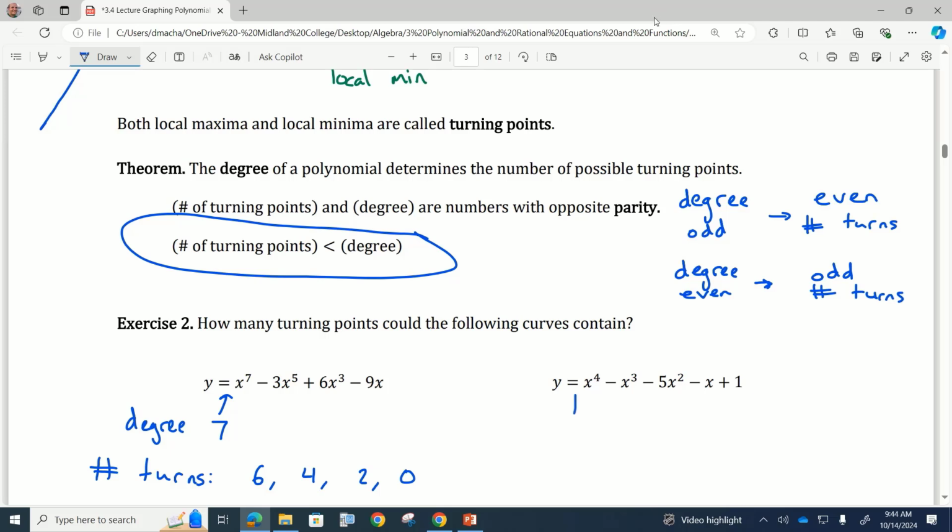What about this one? The degree is 4. And so the number of turns could be 3 or 1. It has to be an odd number, and it has to be less than 4.